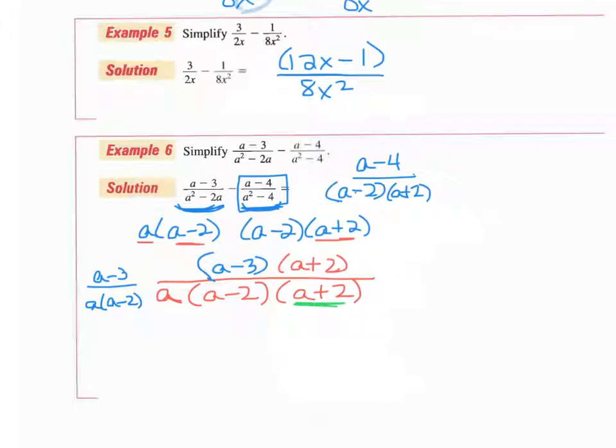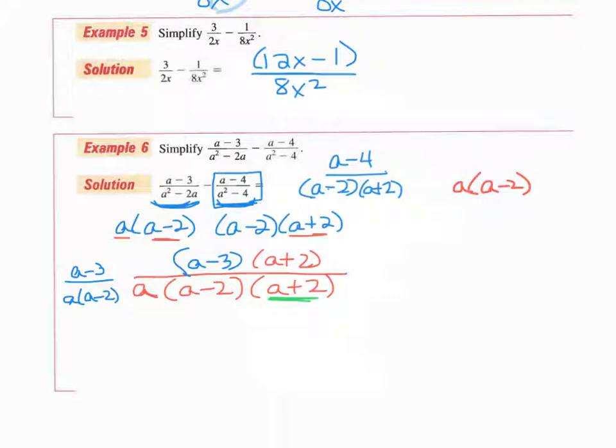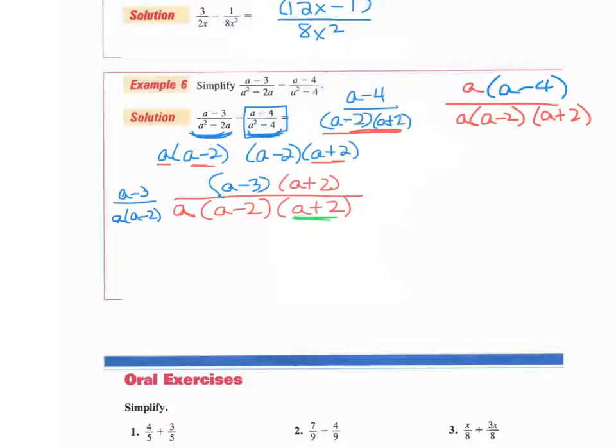And now we're going to see what's missing. So my common denominator is A times A minus 2, A plus 2. If I take a look over here to see what's missing, you can see that the only thing missing is the A. So that's what I'm going to multiply the numerator by. So now it's got the common denominator with the newly renamed fraction. So now I can do the subtraction.